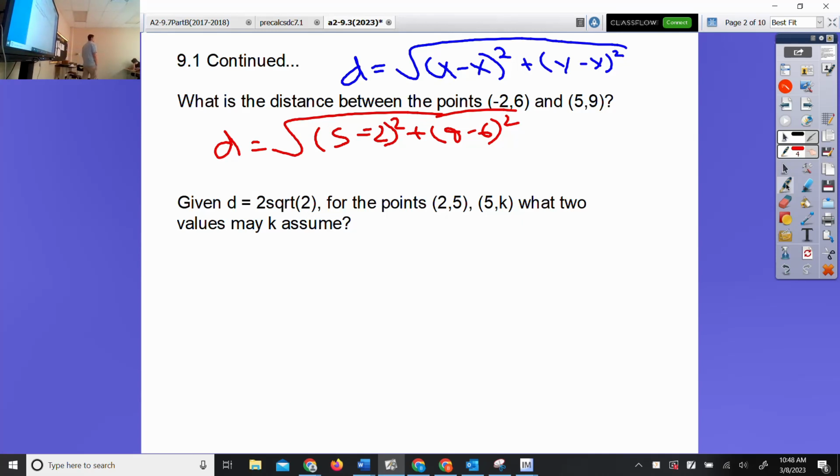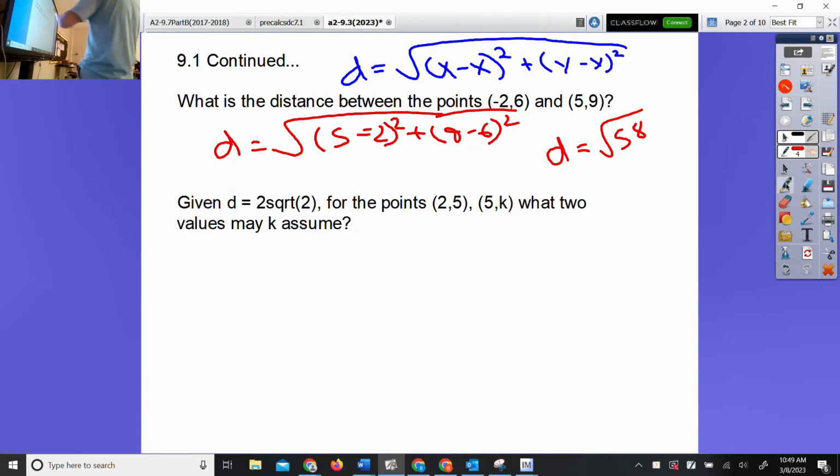If you do 5, take away -2, you got 7. Right? What are you doing? Square that 7. Let me just keep that in your head for a second. And then you do 9 minus 6, which is 3. If you square the 3, 9. So you got 49 and 9. What do you got? 58. And there's your distance. If it would simplify, it'd be awesome. It doesn't.